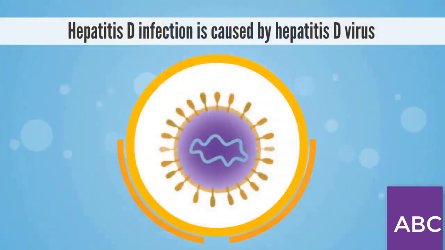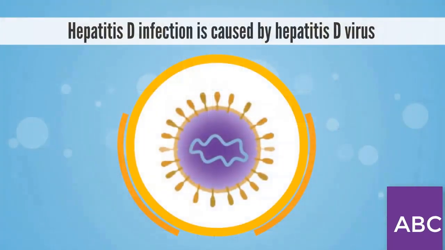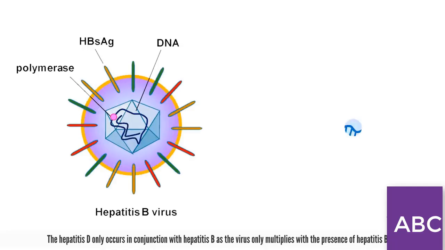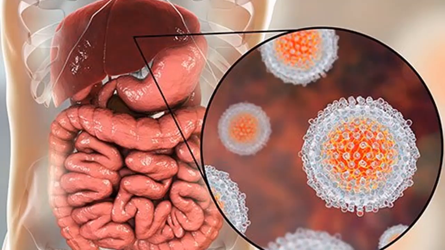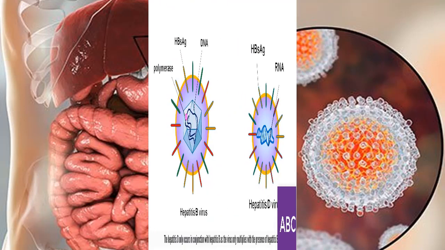Hepatitis D is caused by hepatitis D virus, also known as HDV, and is contracted through contact with infected blood. Hepatitis D only occurs in conjunction with hepatitis B, as the virus only multiplies with the presence of hepatitis B virus. In the absence of hepatitis B, hepatitis D does not infect any patient. It doesn't stand alone in the infectious process. It only occurs when the patient is already infected with hepatitis B virus.